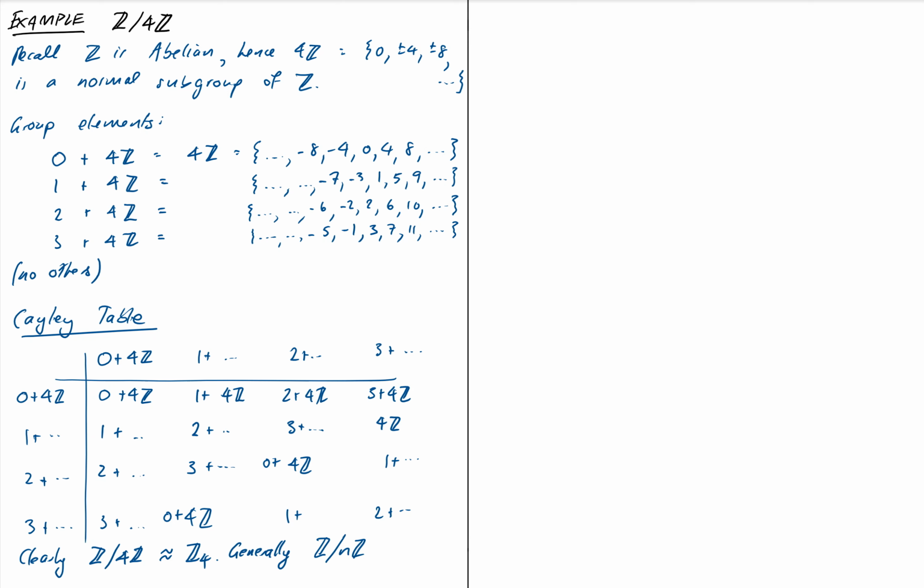Okay, we can repeat the same exercise for any n greater than 0, and you'll get that Z quotient nZ is isomorphic to Zn for n greater than 0. Okay, so there's an example. So we can see that all of our Zn groups are isomorphic to a quotient group of a subgroup of the integers with the integers.